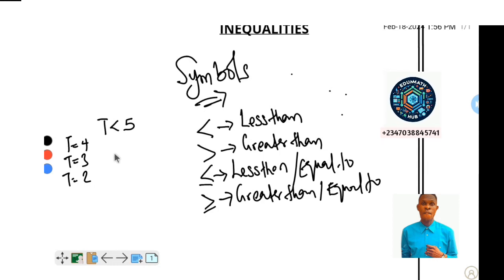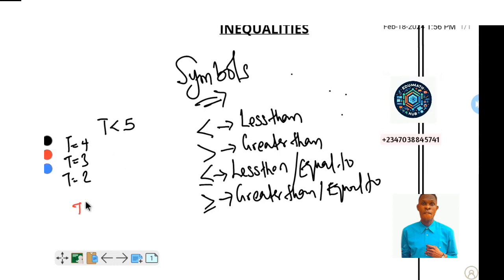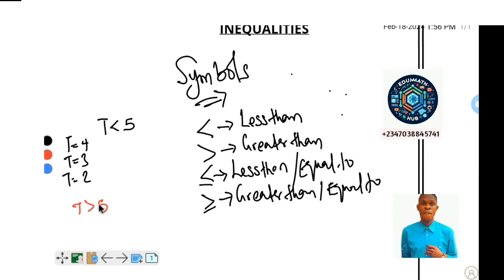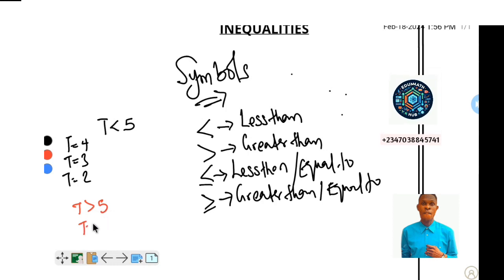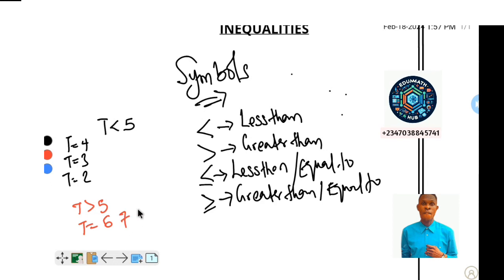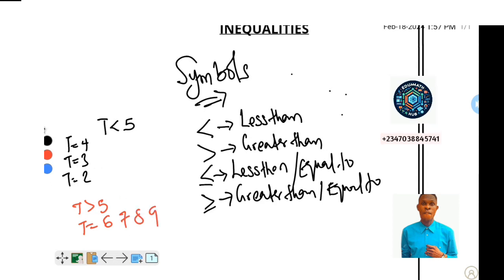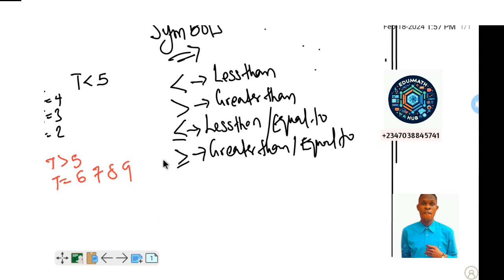But if t is greater than 5, and t is an integer, that means t should start from 6 upwards. So you need numbers that are bigger than 5. So the values of t can be 6, 7, 8, 9, and so on. So that's about less than and greater than.